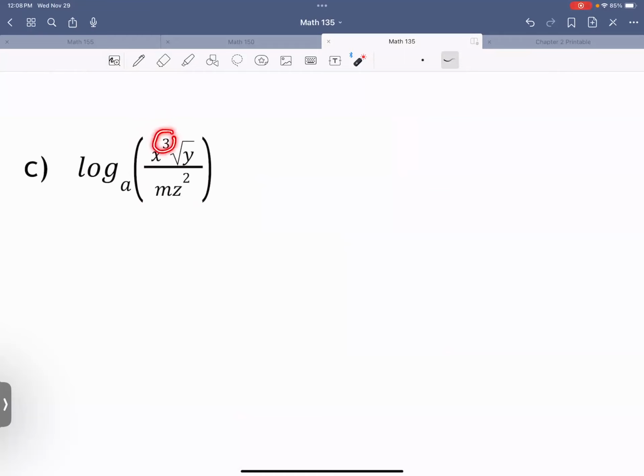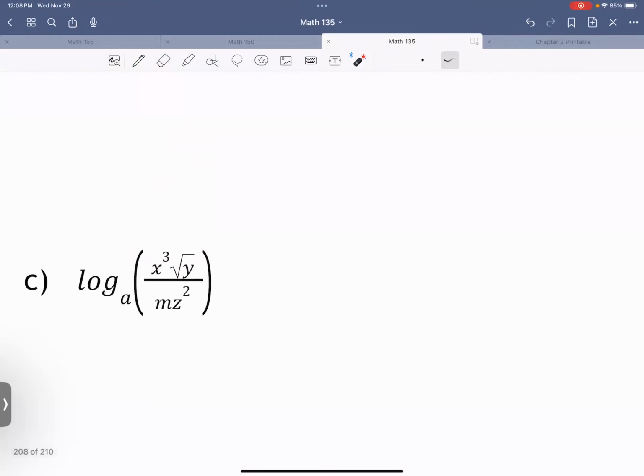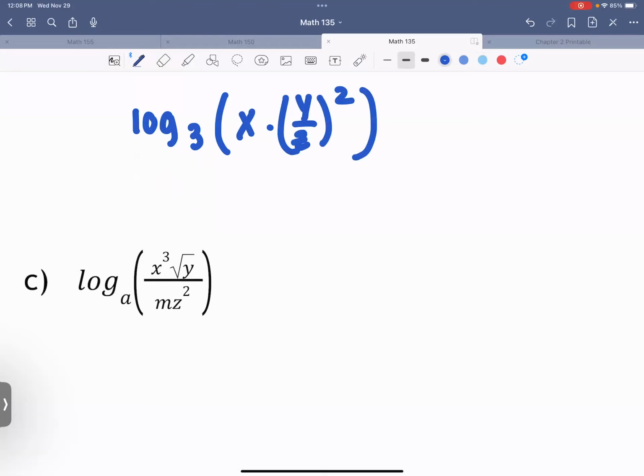Now, there's a power, there's a square root, there's multiplication, there's division going on. Well, what do you want to attack first? Do you want to undo the division? Yeah, division is what we want to do first. If it has all three, it goes division, multiplication, power. I'm going to say for my class, yes, but I could give you something like, oh gosh, log 3 x times y over z squared. Then you do multiplication first, then the power, and then division.